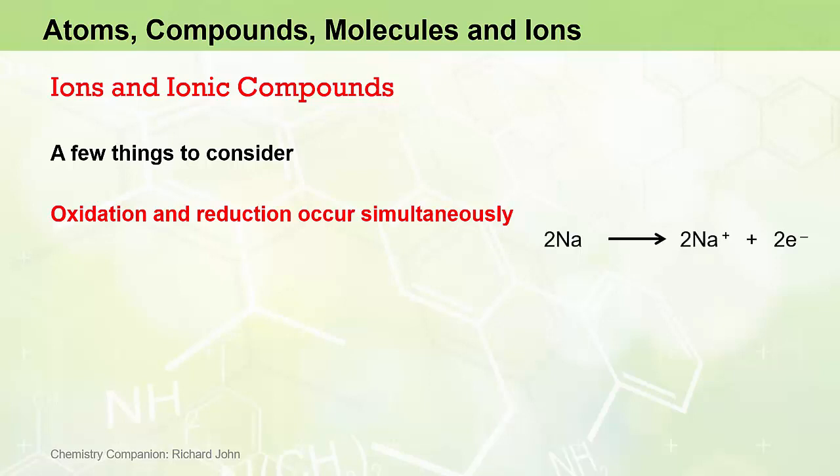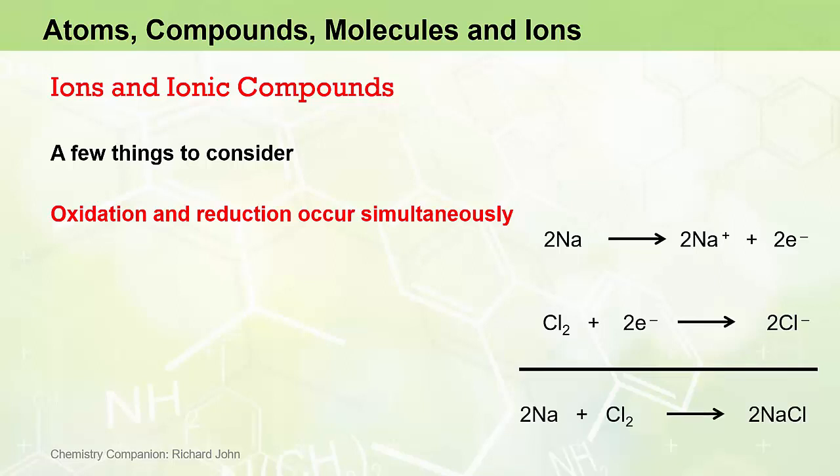If we look at the formation of sodium chloride just shown, we can write the oxidation process showing sodium atoms losing electrons, and we can write the reduction process where chlorine atoms, in the form of the chlorine molecule, gain those lost electrons. And the overall reaction can be written here, where two sodium atoms, which lose an electron each, react with the chlorine molecule, which has gained those two electrons, and produces two lots of the NaCl formula unit.